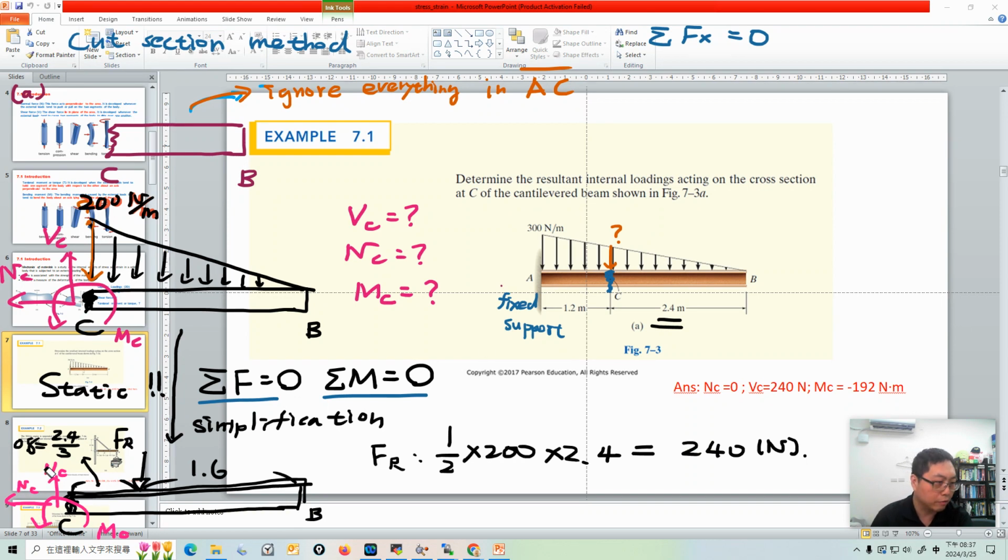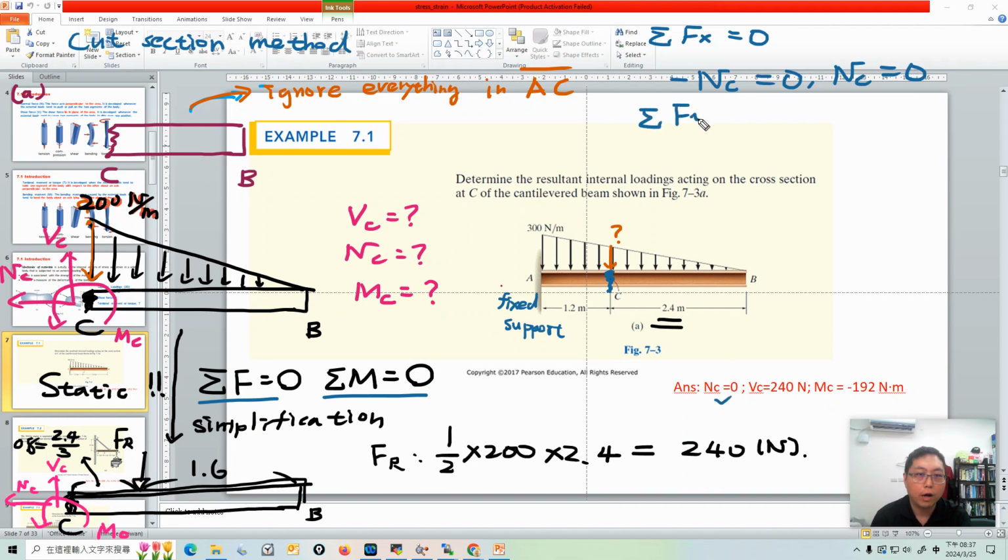Sorry, this should be VC. Okay, so what do we have? X component, we only have NC as the X component and it points to the left. So minus NC. Do we have any other X component force? No, equal to 0. So NC is 0, normal force is 0. Okay, we got one, easy, right?